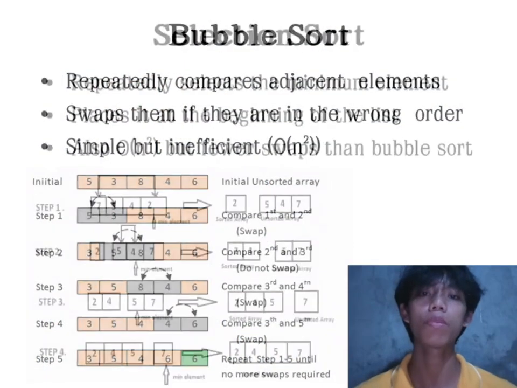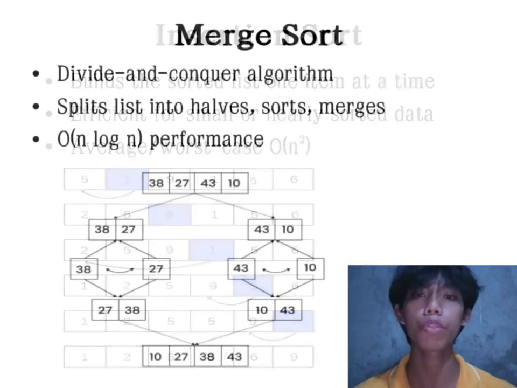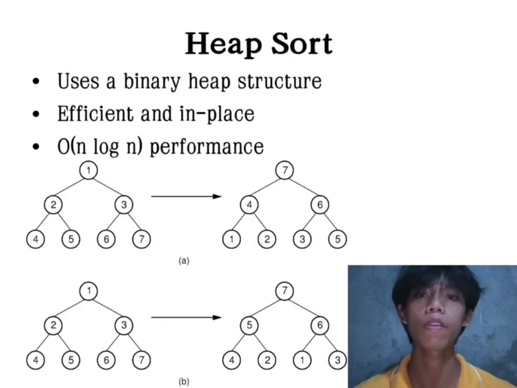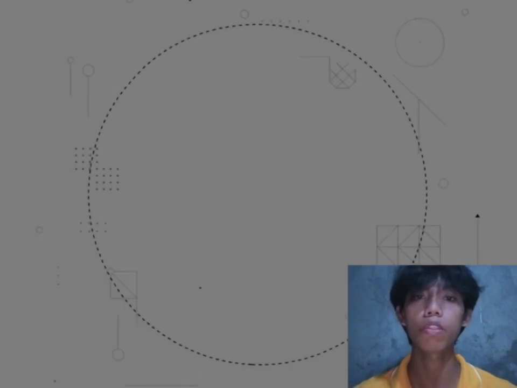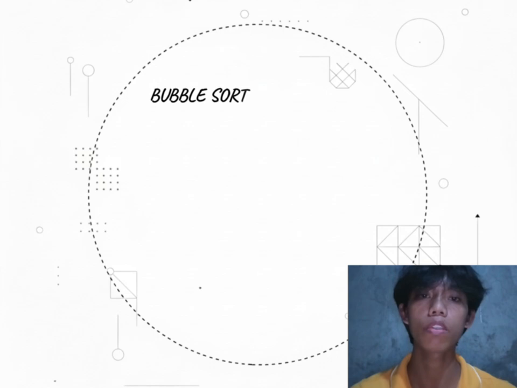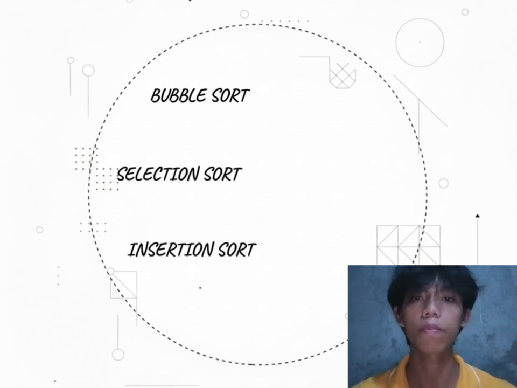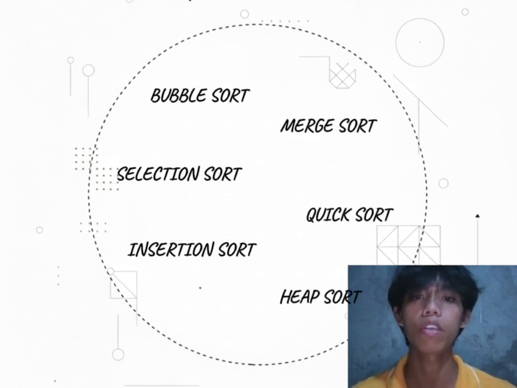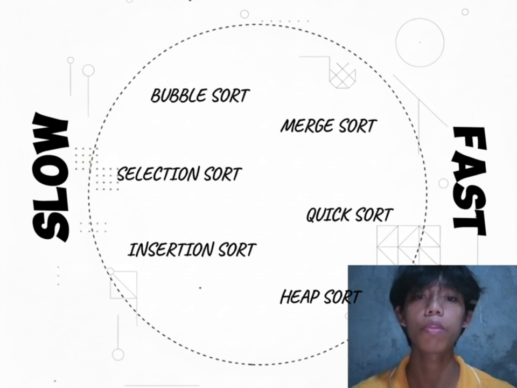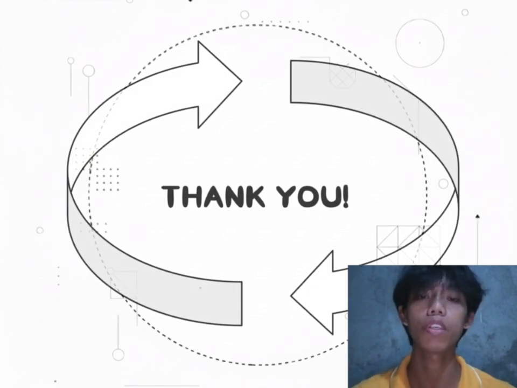These sorting algorithms are essential for helping computers organize data. Some are simple but slow, like bubble, selection, and insertion. Others are fast and efficient, like merge sort, quick sort, and heap sort. Understanding the differences between them helps us know exactly how computers manage information.